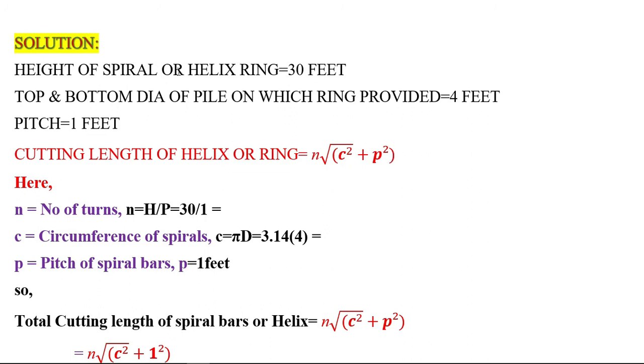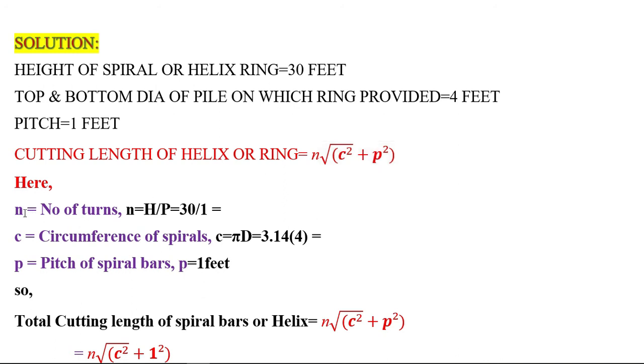Height of the spiral ring or helix ring is 30 feet. Top and bottom dia of pile on which spiral ring is provided is 4 feet. Pitch of the spiral ring is 1 feet, and the formula to calculate the cutting length of helix or spiral ring is n under root c square plus p square. Here c is the circumference of the spirals and n is the number of turns in the spirals. To calculate the cutting length we will put these values in this formula. First we will find these values.